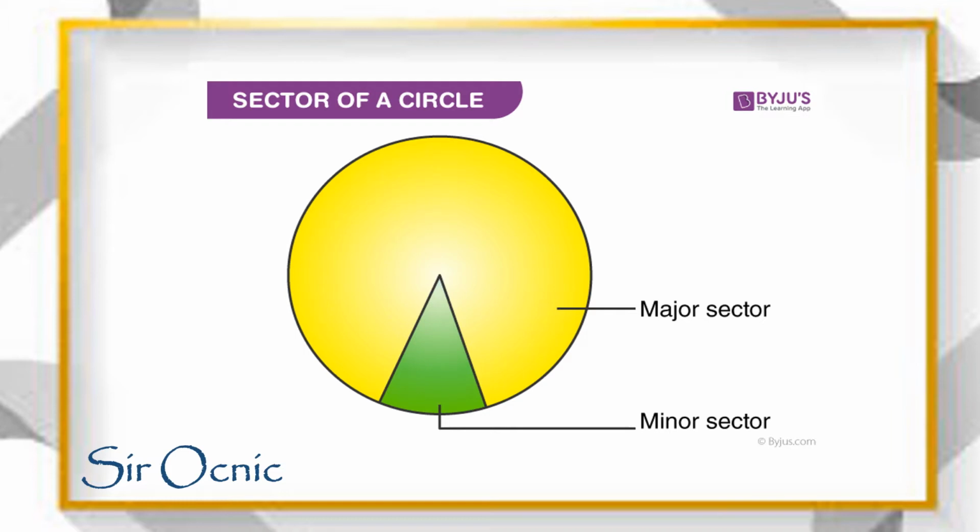There are two kinds of sectors, the major sector and the minor sector. As you can see in the figure, a major sector is a sector wherein it is more than half of the circle, while the minor sector is a part or sector of the circle that is less than half of the circle. In this figure, the major sector is the yellow shaded region, while the minor sector is the green shaded region.